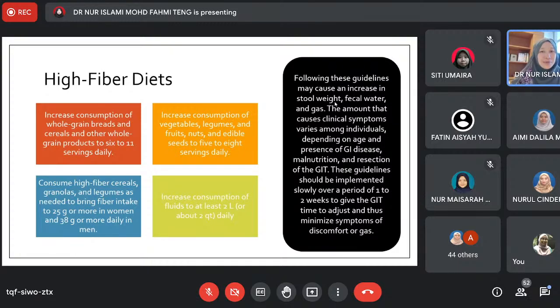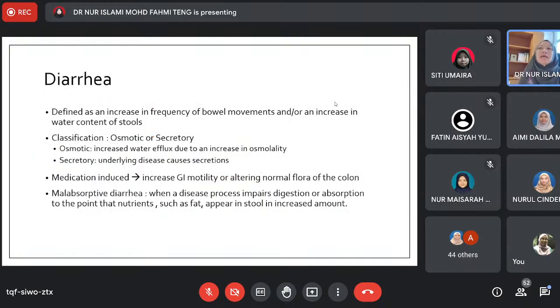Okay, so that's about the constipation. Now regarding diarrhea. Diarrhea, as a definition, is an increase in the frequency of bowel movement or an increase in water content of stool. So it is the opposite of constipation.